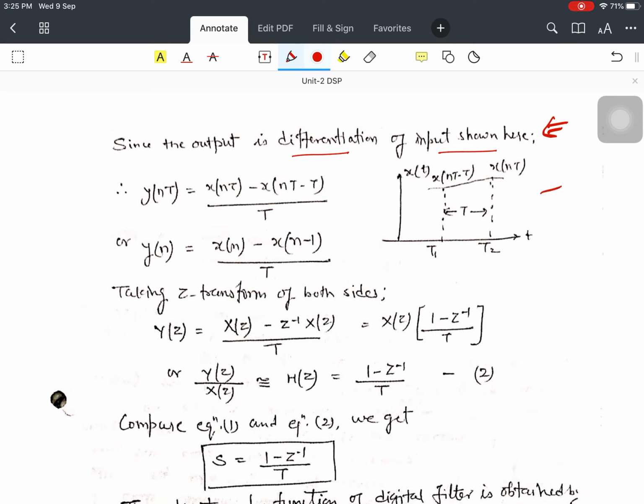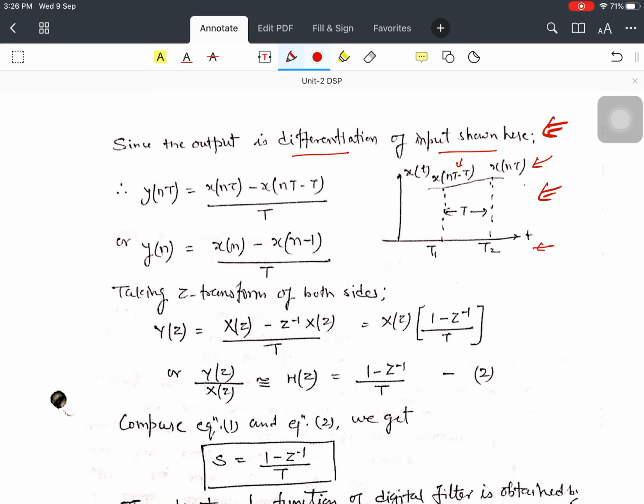If you want to represent this in the case of a graph, we have one graph here, and on the x axis this is time t, and on the y axis we have the function x(t). At time t2, suppose you have x(nT) as the sampling value. And if at a time before this, what will be the value of this sample?